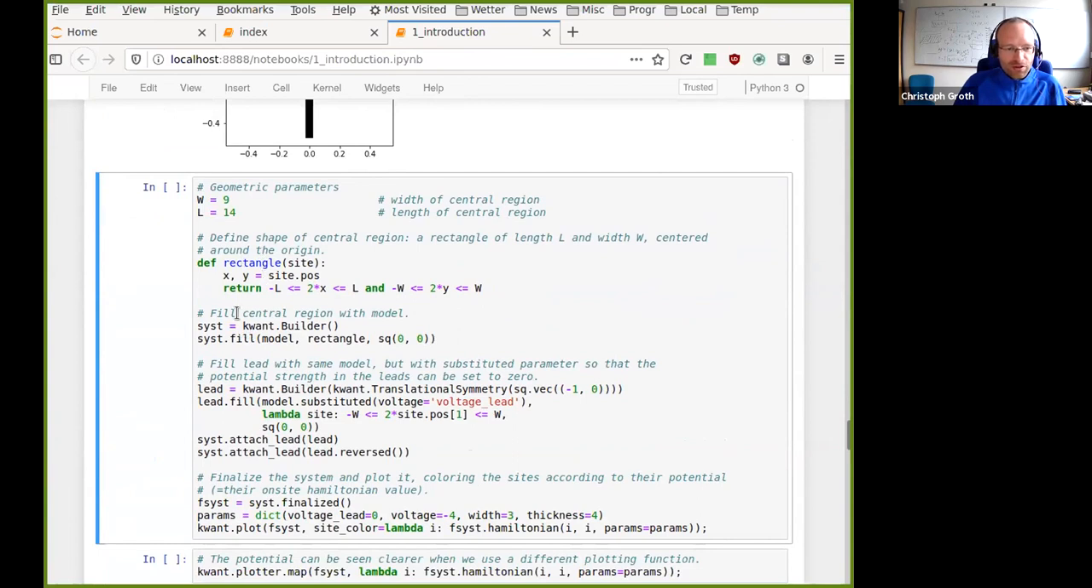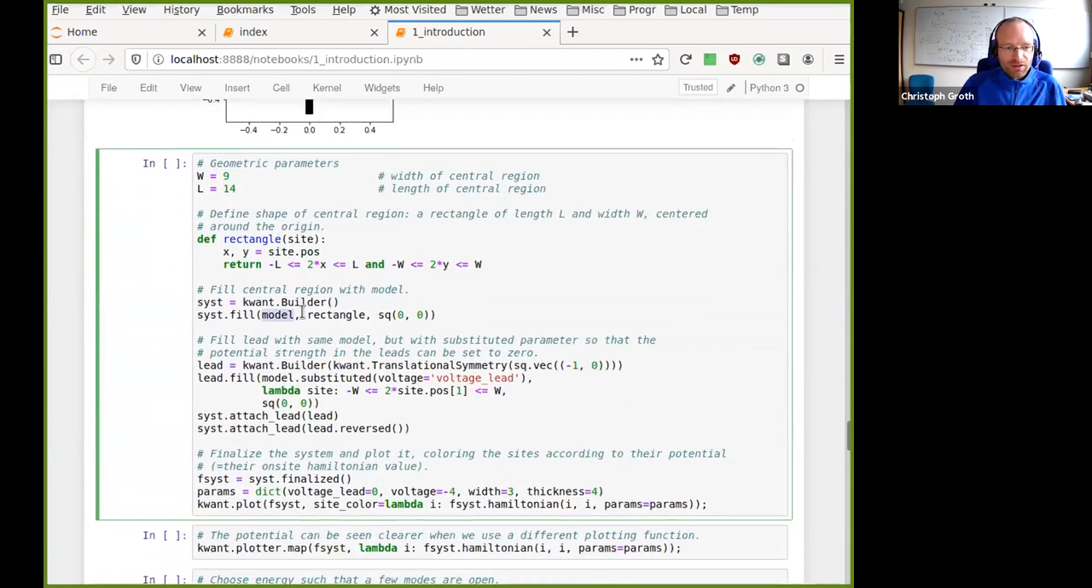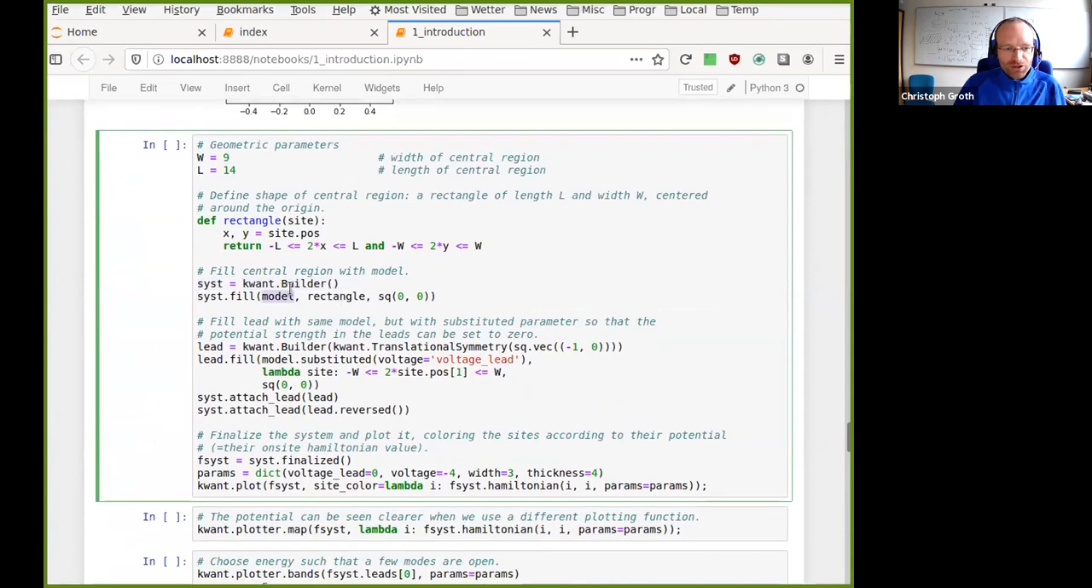It's like before. Actually, we are again generating an empty builder without a symmetry. And as before, I give it a model, the model which we defined up there, and a shape function. This time the shape function is not the lambda function defined inline. It's just a rectangle and a starting point. The starting point is needed because the system builder cannot know which sites are present and which not. It must have a point to start. So now we do the same for the lead.